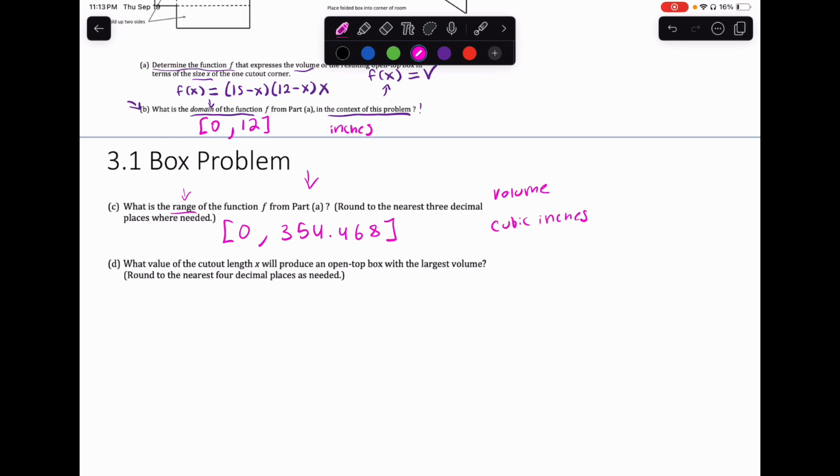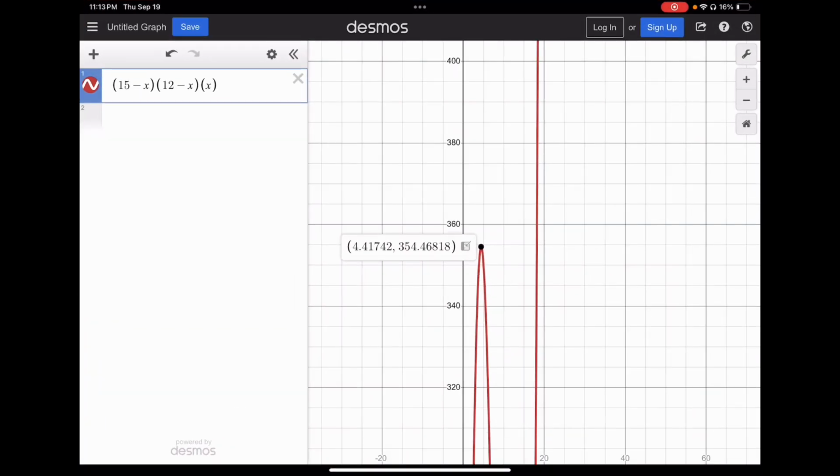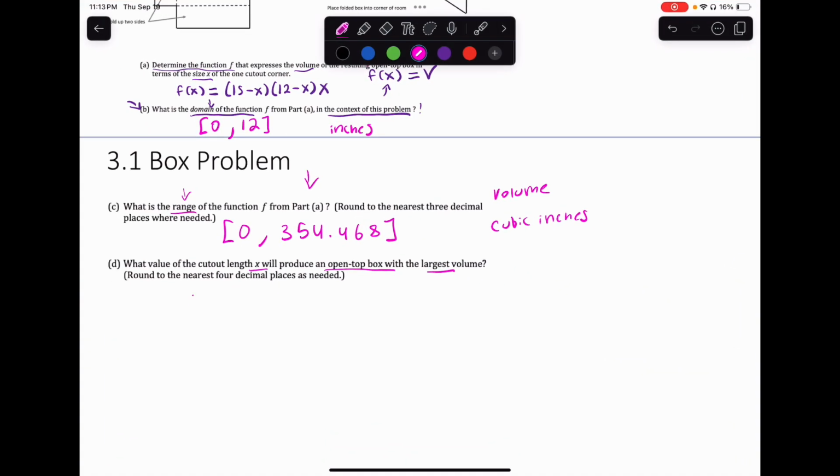Okay. Part D, what value of the cutout length x will produce an open top box with the largest volume? Well, we kind of already figured that out. When we have our largest volume of 354, the associated x, our length of the side cutout, is 4.4. So that's just going to be 4.4174 inches. Just like that.